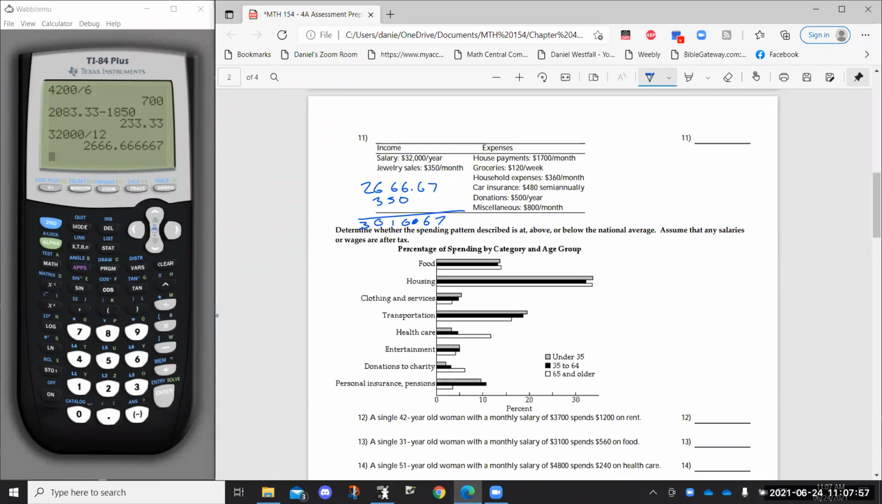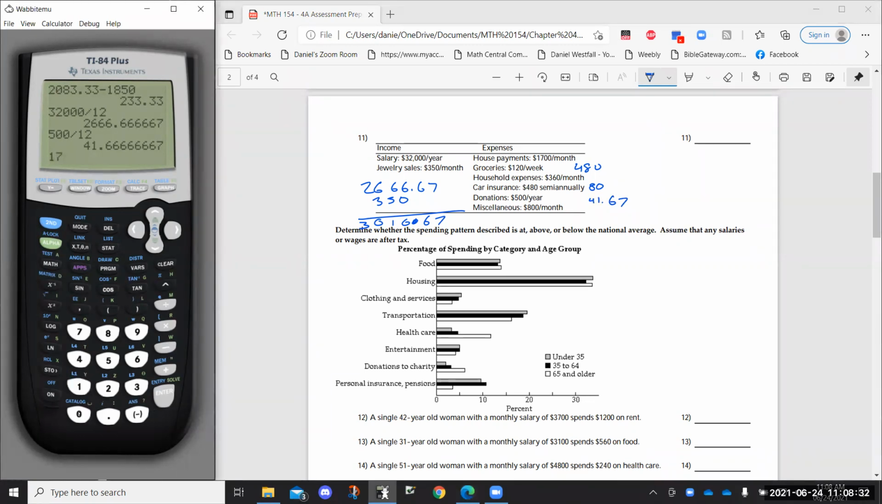Now, monthly expenses are going to be, this is going to be 480. This is going to be 80 a month. This is going to be 500 divided by 12 is 4167. That's 800. So let's add those things together.